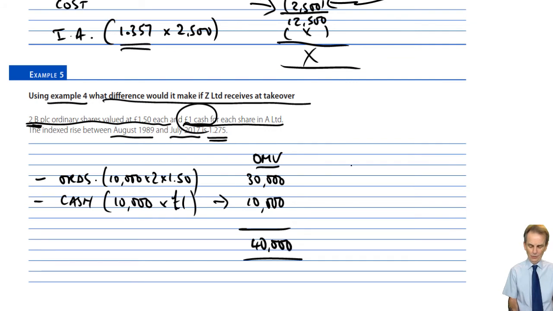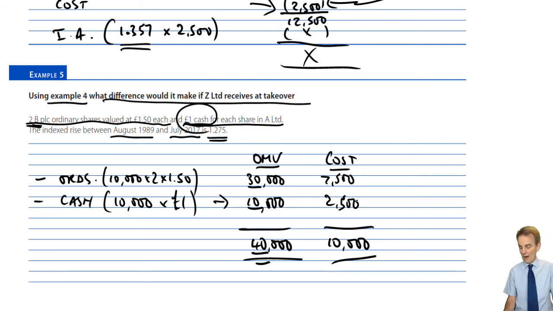Total value, 40,000. We use that to split out your original A Limited share cost, which was 10,000. How do we do it? 30 40ths, 10 40ths, allocated to ordinaries and cash. 7,500 as we had before, 2,500. And as soon as you've got that, you have the basis here for establishing your chargeable gain.